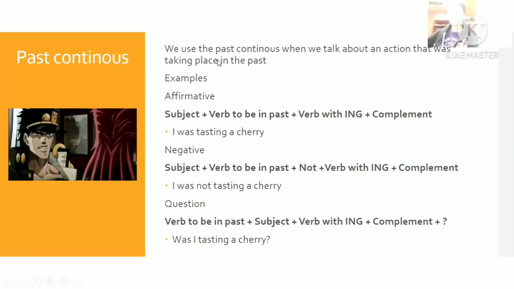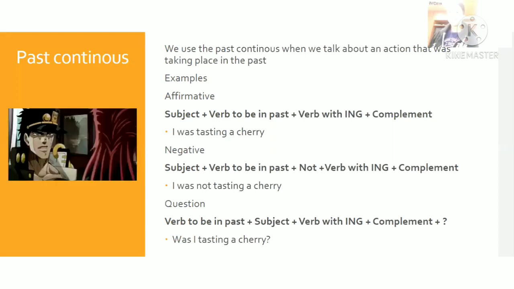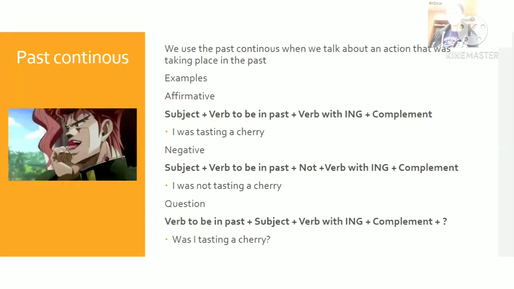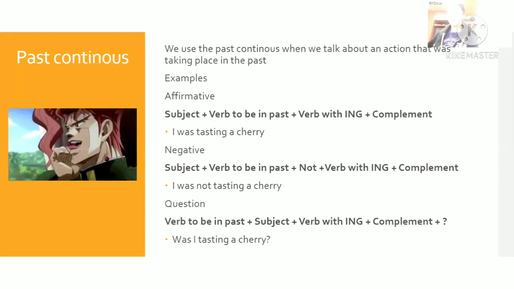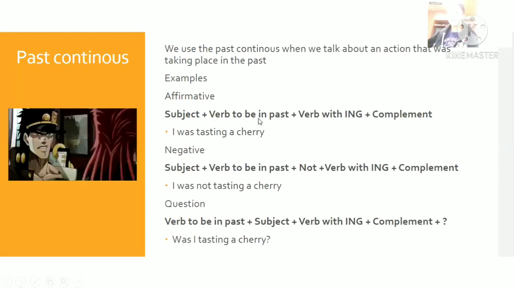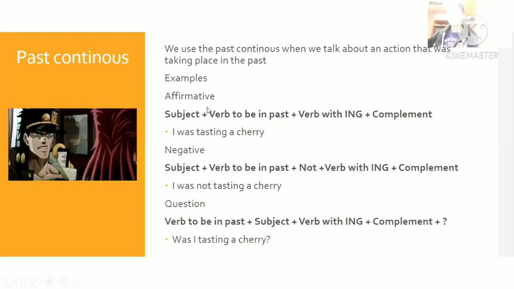The past continuous. We use the past continuous when we talk about an action that was taking place in the past. In affirmative form, we have the structure that is subject plus verb to be in past, verb with ing, and complement. The example is: I was tasting a cherry.